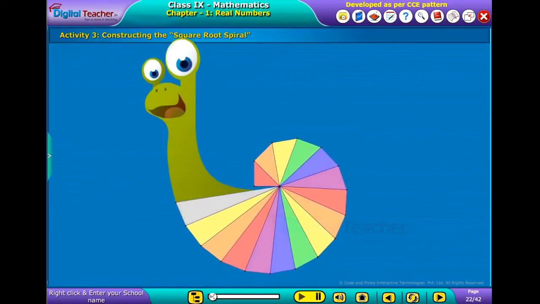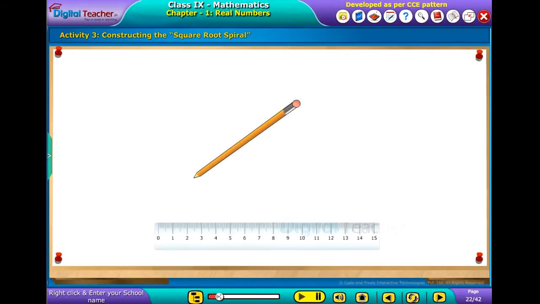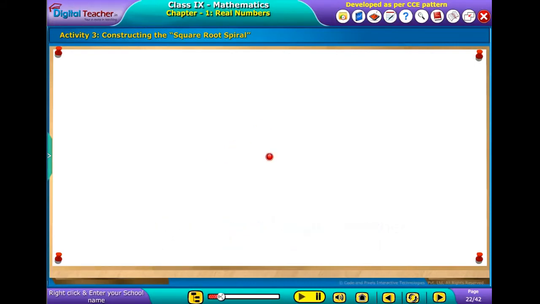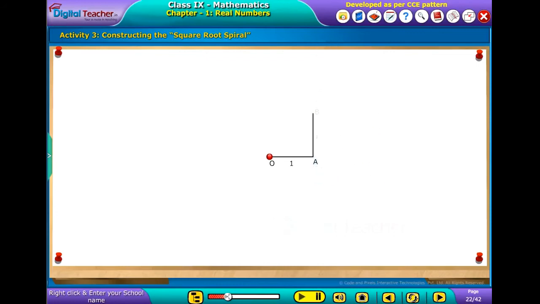Let us do an activity on constructing the square root spiral. Take a large sheet of paper, pencil and scale. Mark point O on it and draw a line segment OA of 1 unit length. Now draw a line segment AB perpendicular to OA of same 1 unit length.